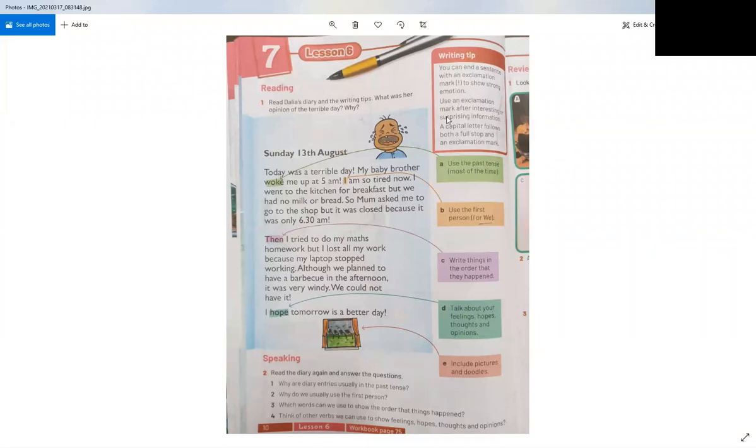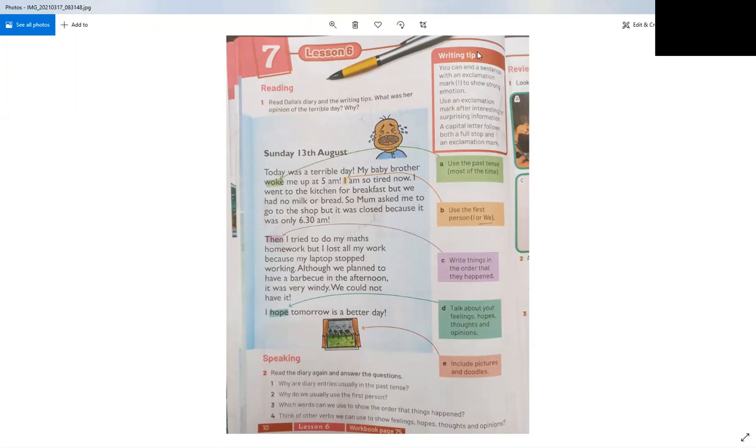Now let's turn to lesson 6. Read Dalia's diary and write the writing tips. What was her opinion of the terrible day and why? Now let's read the writing tip here. Tip means something like advice, a piece of advice. You can end a sentence with an exclamation mark to show a strong emotion. We use an exclamation mark to show strong emotion.